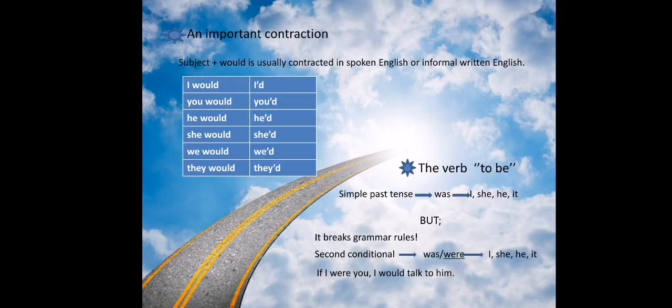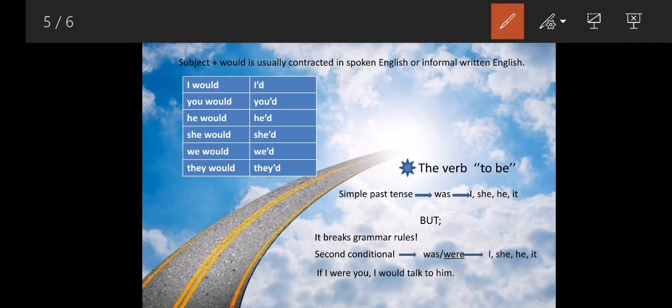So, there is an important contraction here. In spoken English or in informal written English, subject plus would is usually contracted. I mean, you say or write I'd instead of I would, you'd instead of you would, he'd instead of he would, she'd instead of she would, we'd instead of we would, and they'd instead of they would, because it is much easier to say.